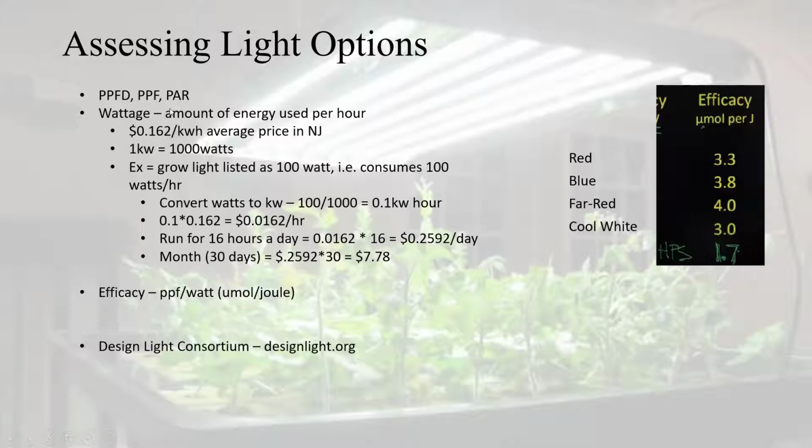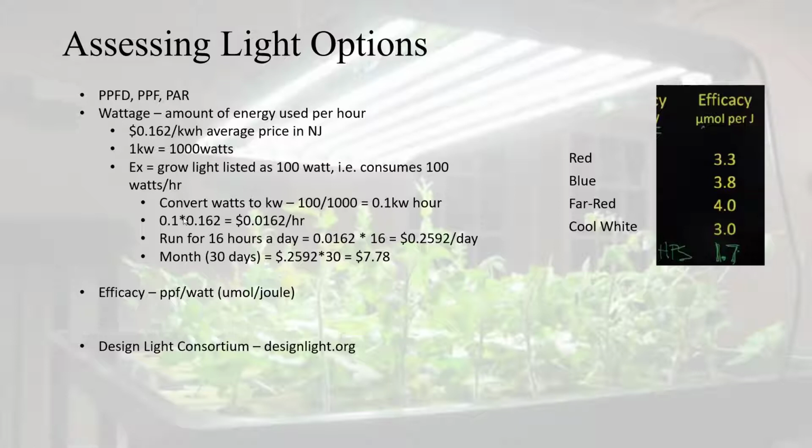The next thing that you want to be looking at is wattage, right? Wattage is the amount of energy used per hour. So this is going to ultimately determine your cost, right? If we look at the average kilowatt hour price in New Jersey, it is about 1.62 cents. So that's the cost for a kilowatt of energy per hour. 1 kilowatt is 1,000 watts. So if we are looking at a light and say it has listed 100 watts, that means that it's consuming 100 watts of energy per hour. So if we want to see how much that's going to cost, we convert our watts to kilowatts. And again, there's 1,000 watts in 1 kilowatt. So we do a little math here, and we see that this light is consuming 0.1 kilowatts an hour.